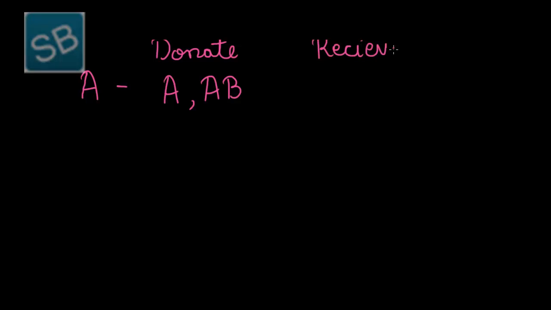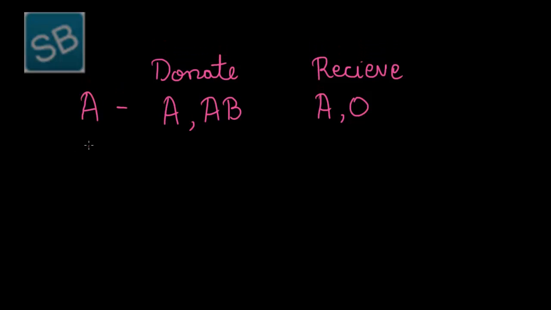So, a person containing blood group A can donate to persons containing blood group A and AB, while it can receive only from a person that possesses blood group A or O. Similarly, for another blood group, that is B, a person can donate to blood group B or AB and receive from a person containing blood group B or O.